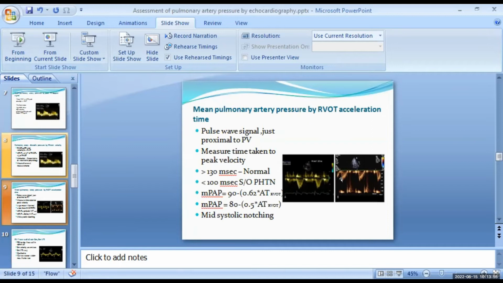And we can roughly assess the mean pulmonary artery pressure by using this formula. That is mean PAP equal to 90 minus 0.62 multiplied by RVOT acceleration time. Mid-systolic notching in the outflow signal also suggestive of pulmonary hypertension.